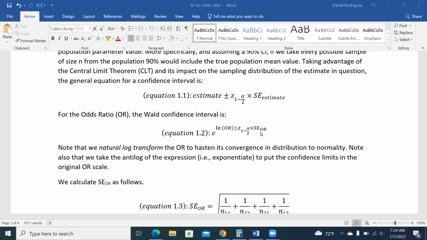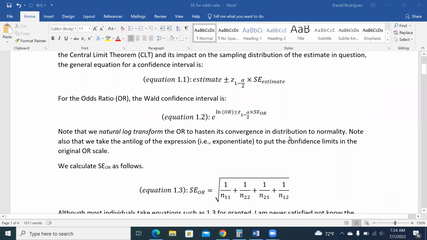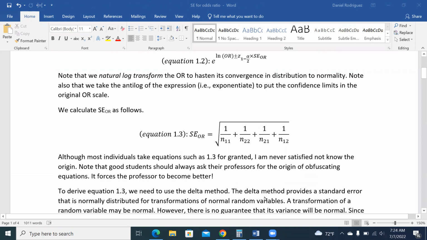Here we take a natural log transformation because it actually hastens the convergence of the distribution to normality for the odds ratio. That's essentially it. It makes it happen a little quicker. It's more efficient, if you will. The standard error for the odds ratio is this interesting looking equation, the square root of 1 over... So an odds ratio comes from a contingency table that has 4 possible outcome values. I'll give you an example in a second. So it's a sample size within each of these 4 cells, right?